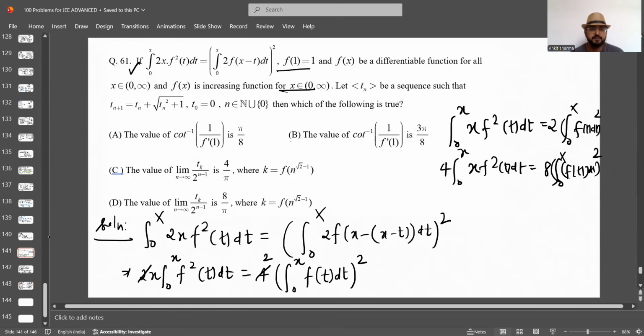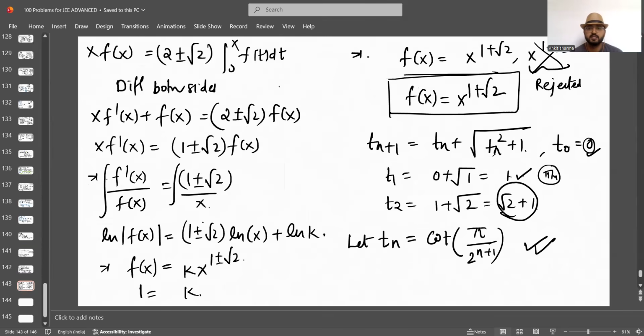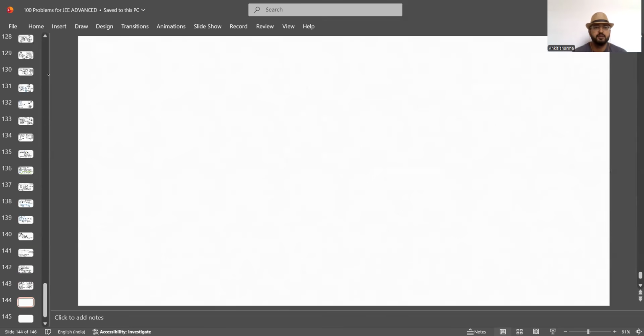So the next part would begin. We need f of x to the power root 2 plus 1, because these two things require it. First I'll try to find out what f dash of 1 is. Ultimately we have found both of them, f of x and Tn. So I'll now write down here: my f of x is basically x to the power root 2 plus 1, and my Tn is cot of pi by 2 to the power n plus 1. So we have found everything.